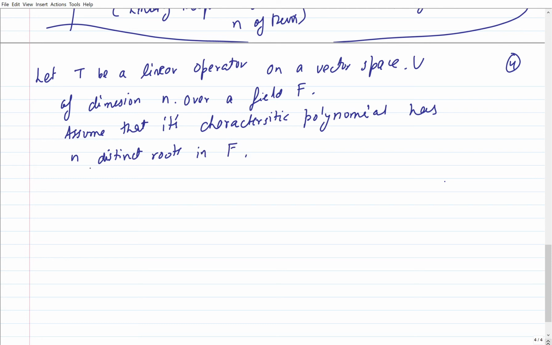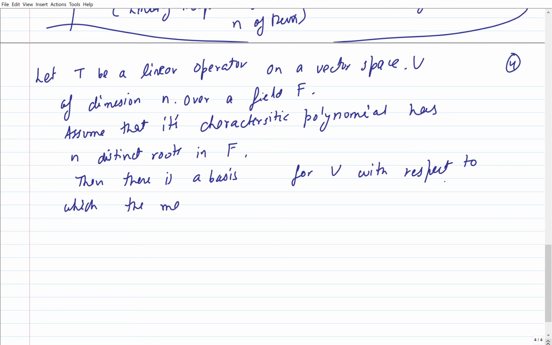Then there is a basis for V with respect to which the matrix of T is diagonal. Essentially, that's what the idea is.